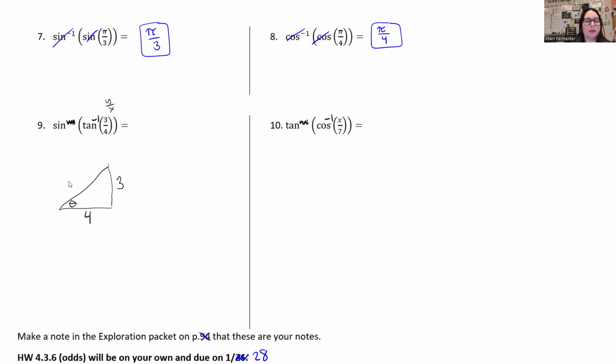I could use the Pythagorean theorem to find the missing side, or I could remember that that's a really common Pythagorean triple. What's my missing side going to be? 5.